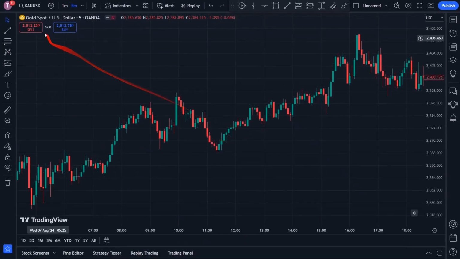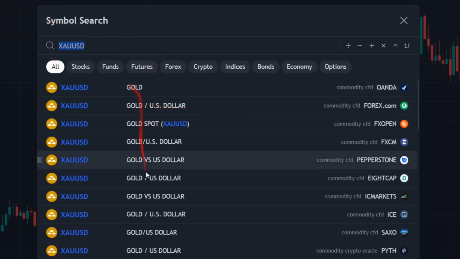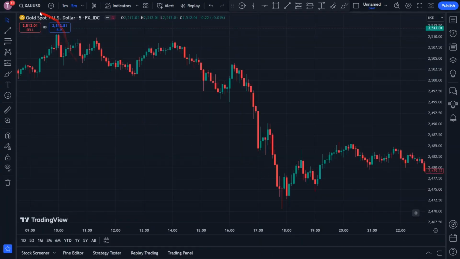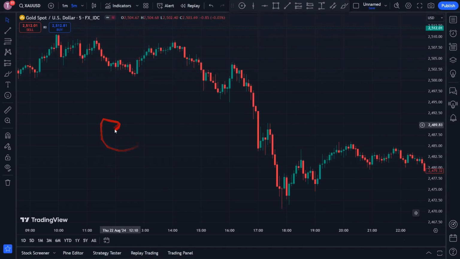First, we will go to the TradingView website. After that, we need to select our symbol. Try to choose a symbol that has high trading volume so you can exit trades with good profits in the shortest time possible. Next, head over to the time frames and set your time frame to 5 minutes, just as I explained at the beginning of the video.